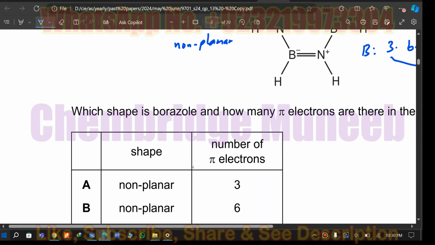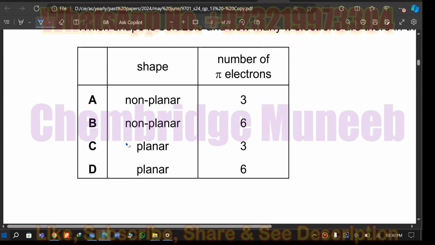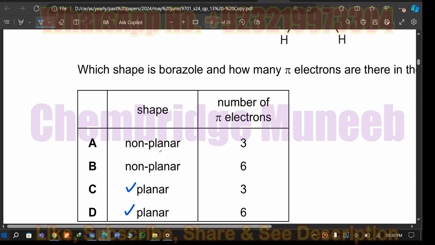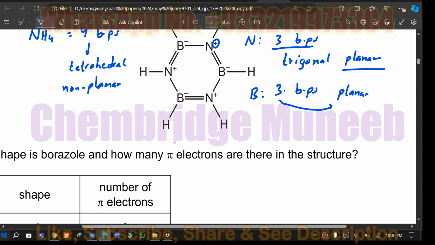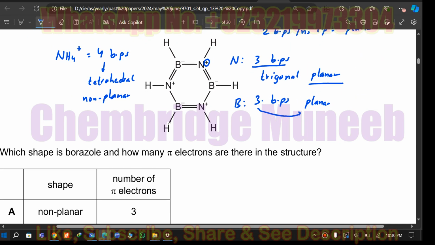So from the given column, we can say that it is a planar structure both with respect to nitrogen and with respect to boron. Now we have to calculate how many pi electrons are present. Each double covalent bond is considered as 1 sigma and 1 pi bond. For every one double covalent bond, there is a 1 sigma bond and 1 pi bond.